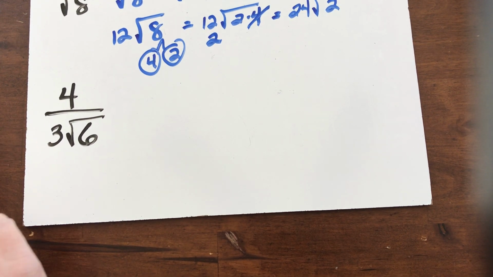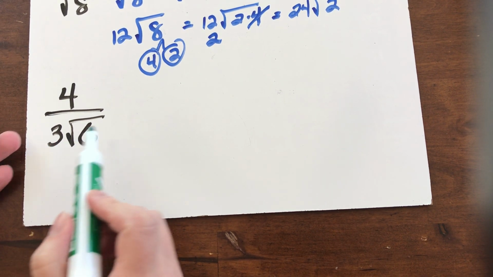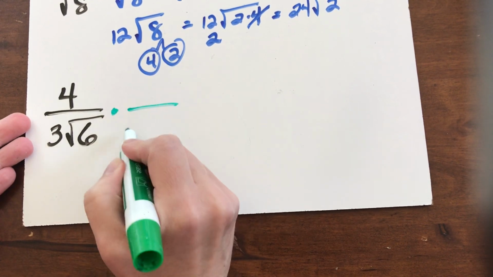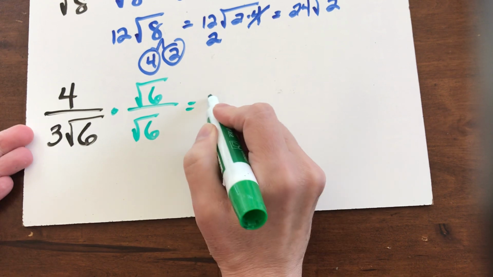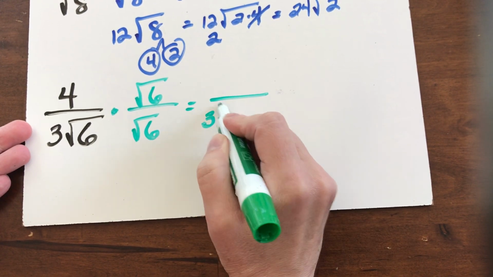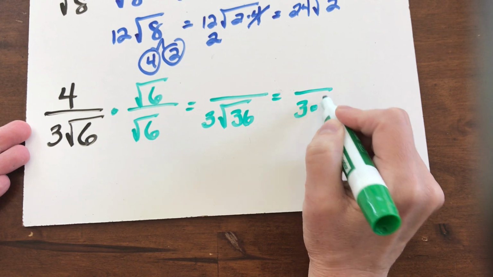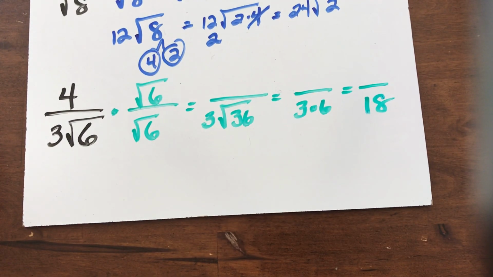Now, I know this looks weird because it has a coefficient in the front, but we don't care about the coefficient. The coefficient at number 3 is rational. What we need to do is get rid of the square root of 6. So I'm going to multiply the bottom by the square root of 6 and the top by the square root of 6, which is going to give me 3 times the square root of 36, which is going to be 3 times 6, which is going to be 18. See what I did there?